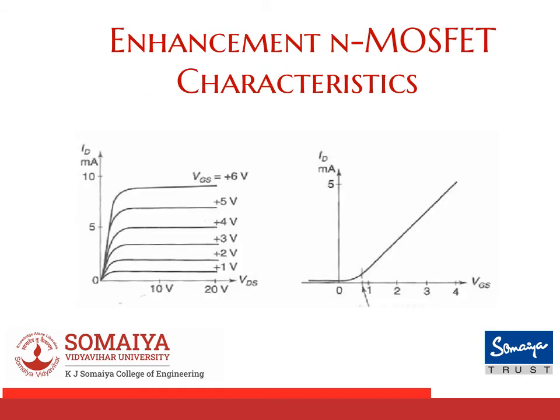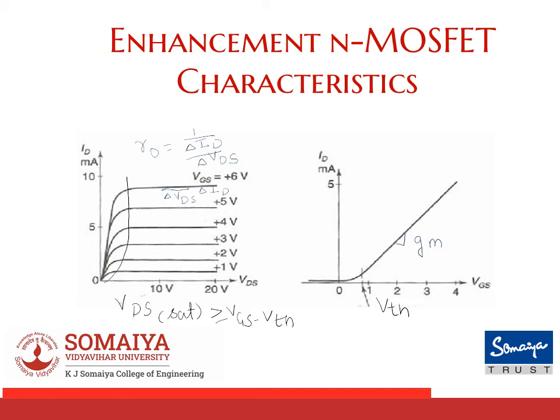Let's now talk about the enhancement NMOS characteristics. So on my right is my transfer characteristics and on my left is my output characteristics. The point that has been shown with arrow on my VGS versus ID characteristics is my VTH point. Only when my VGS is greater than my VTH, my MOSFET starts conducting and I have a current ID flowing. If I draw slope for both of them, I get GM and RO. The point of separation for ohmic and saturation region remains the same even in an enhancement MOSFET.